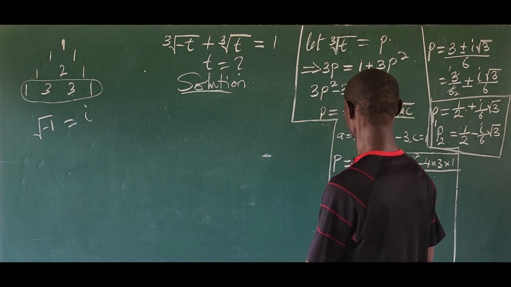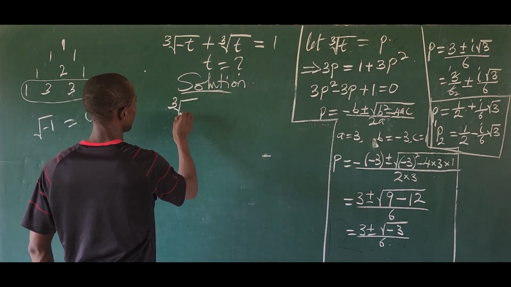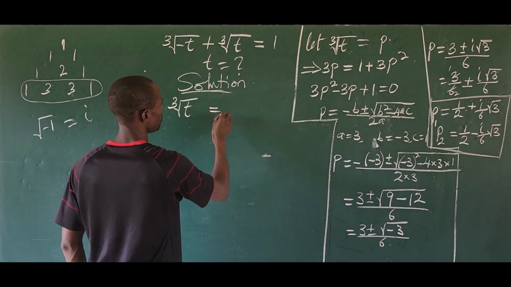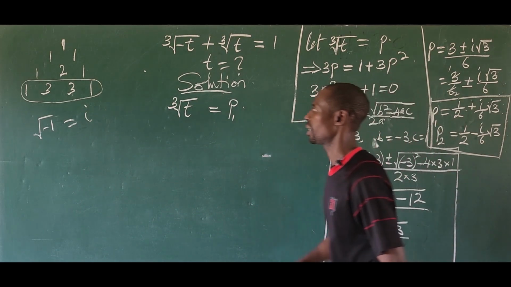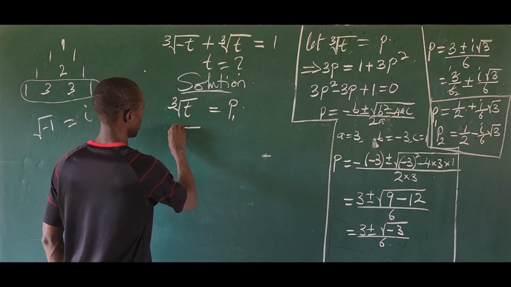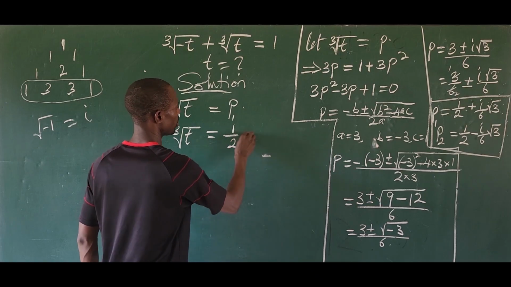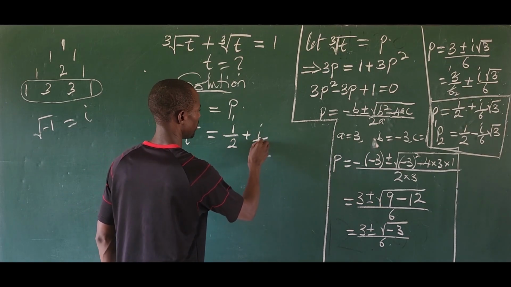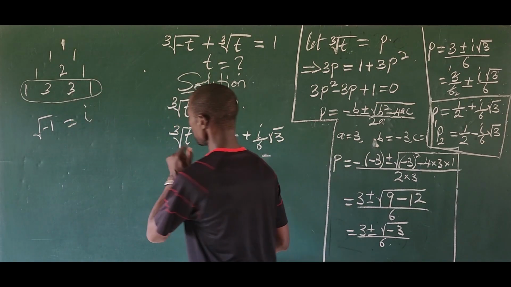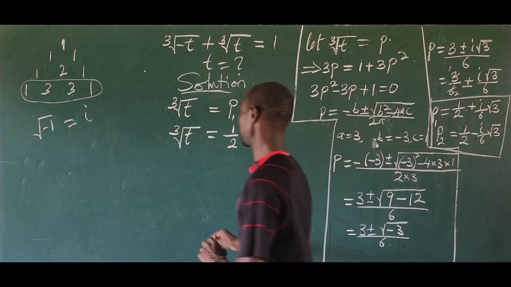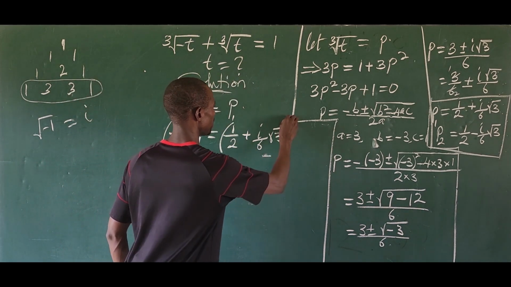Okay, now let's continue. From here, we said that the cube root of T should be equal to our P. So let's take this as P1. And we're taking this first one here now. So if we replace that, this is going to give us the cube root of T is equal to 1 over 2, plus iota over 6 root 3. We have to take the cube of both sides of the equation. So raise this to power 3, and we equally raise everything here to power 3.